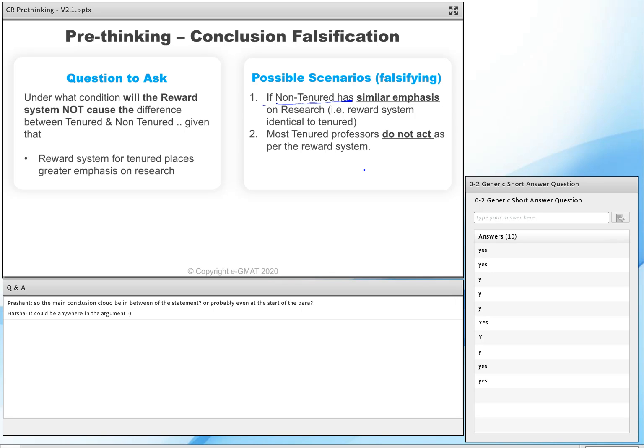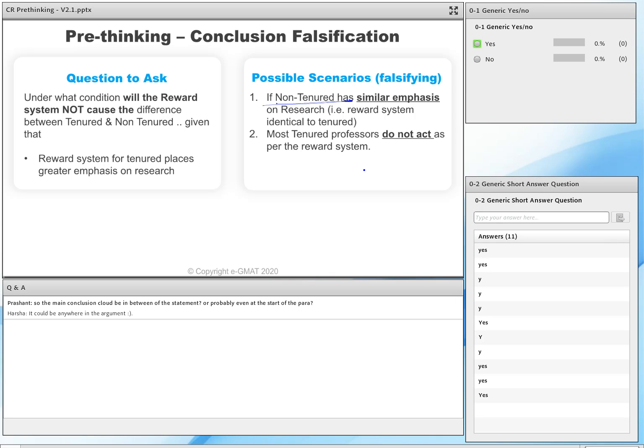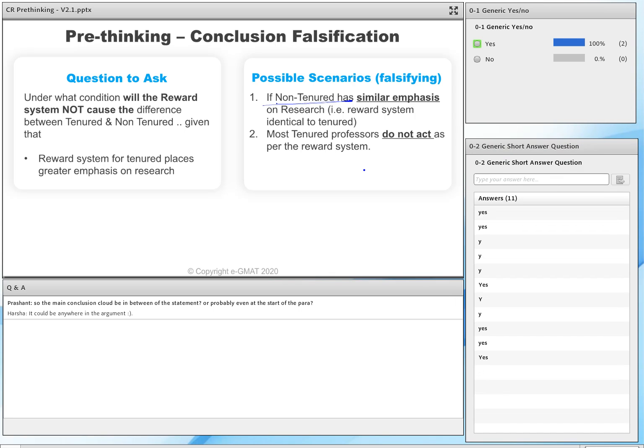Okay. The next piece is, what if no one behaves as per the reward system? I'm going to remove broadcast results from here, but in that case also, you can't blame the reward system. Why? Because the professors don't work as per the reward system. So you can't blame the reward system for the poor performance of professors.